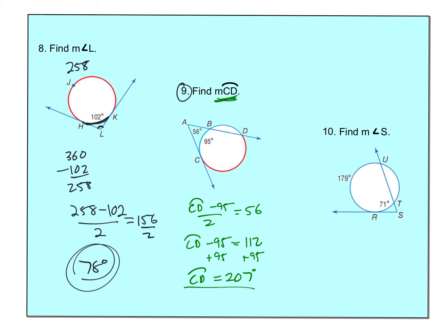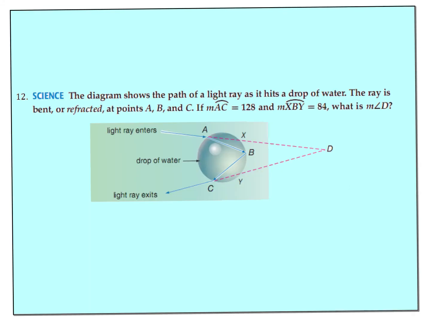Last, number 10, this one's probably the most straightforward of them all. 179 minus 71 divided by 2. So 179 minus 71 would be 108, divided by 2. So my answer should just be 54. Bam, there's my answer. There we go. Not too terrible once you realize what you're doing. Once you realize a circle's got to be 360, and then realize that you're subtracting each one in this situation.